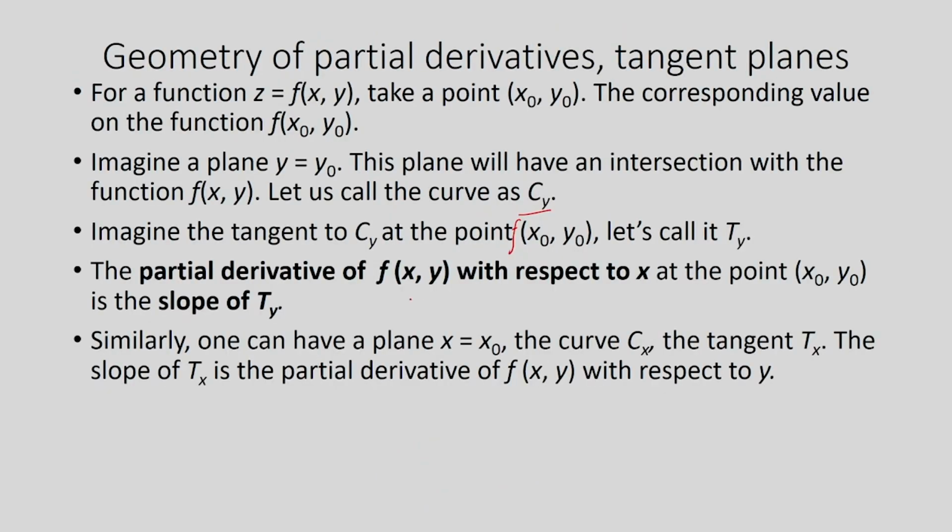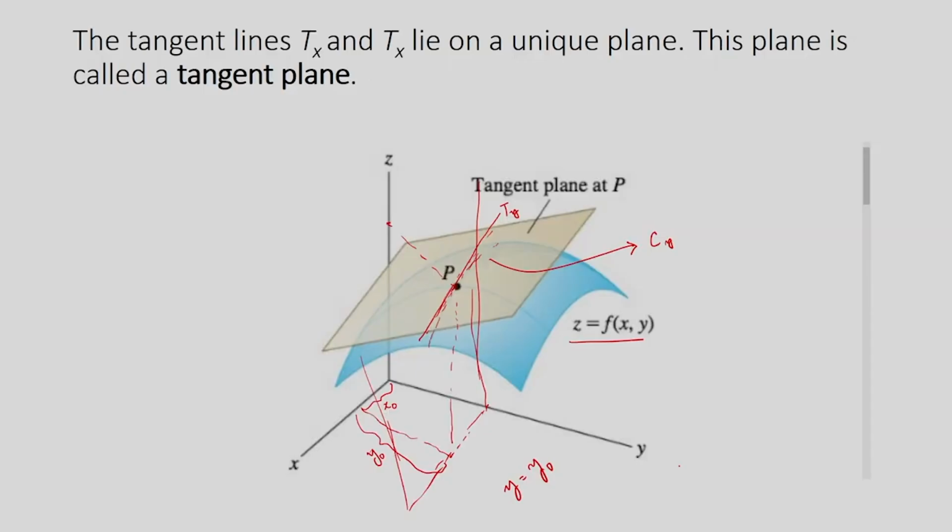The partial derivative of f(x, y) with respect to x at the point x0, y0 is the slope of T_y. Okay. So, you have got this line T_y, the slope of this T_y is the partial derivative. So, this is f_x evaluated at x0, y0. So, slope of T_y is equal to this. So, this is the geometry of the partial derivative. What does it mean when you say partial derivative geometrically, right? This is what it means.